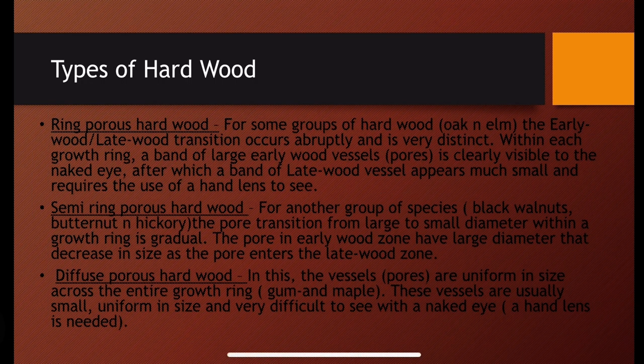So now, discussing the hardwood first. There are different types of hardwood. First is ring porous hardwood, next semi-ring porous hardwood, and third is diffuse porous hardwood. In ring porous hardwood, for some groups of hardwood like oak and elm, the early wood to late wood transition occurs abruptly and is very distinct.